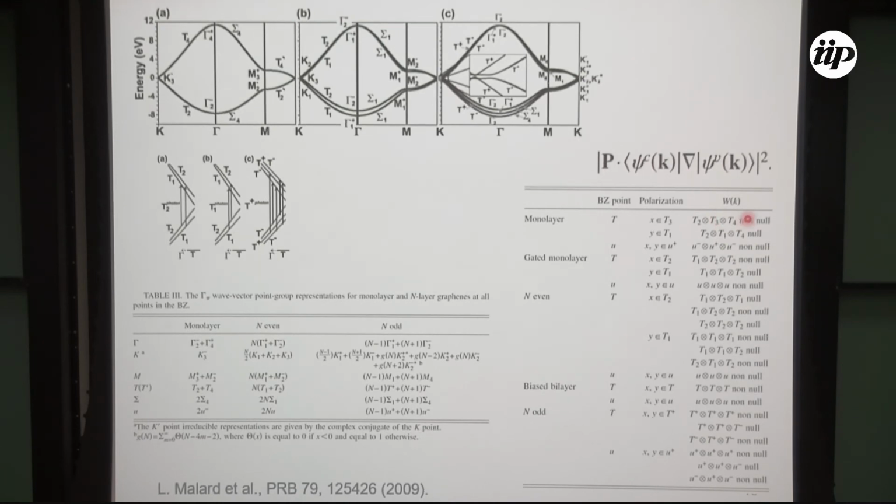But for example, if I use T1, and T1 is the representation for the y direction in the T point. So for the x direction is okay. For the y direction, the representation is T1. Now if I make the product between the T4, T1, and T2, they do not connect. So the result is zero.